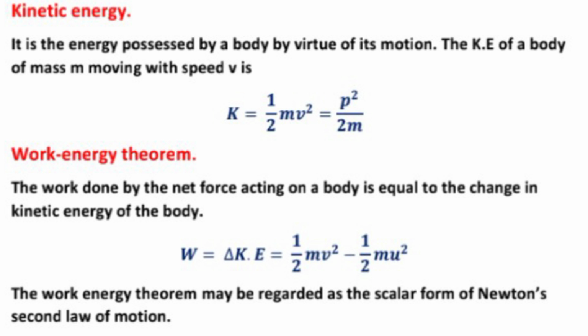What is the work energy theorem? The work done by the net force acting on a body is equal to the change in the kinetic energy of the body. W equals change in kinetic energy, which is half mv square minus half mu square. The work energy theorem may be regarded as the scalar form of Newton's second law of motion.